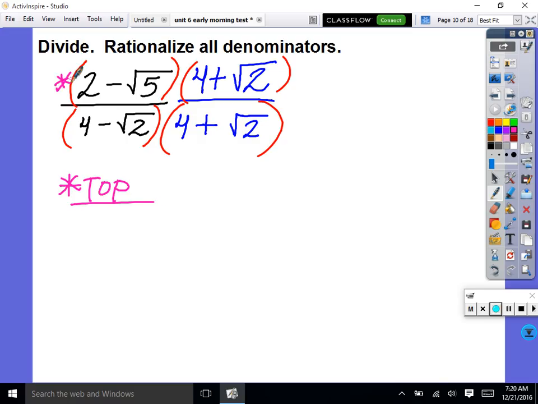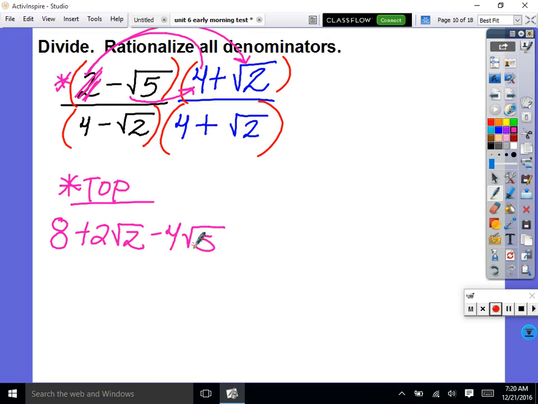So right now I'm focusing on the top. 2 times 4 is 8. 2 times positive square root of 2 is positive 2 square roots of 2. Now I've distributed 2 through. Negative square root of 5 times 4 is negative 4 square roots of 5. Negative square root of 5 times positive 2, negative square root of 10, correct? Now you'll combine like terms. Now looking at this, none of the radicals simplify and there are no like terms, correct?